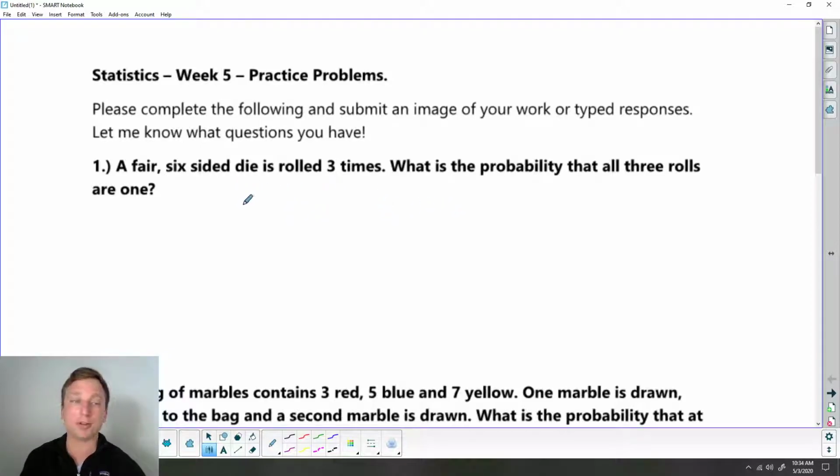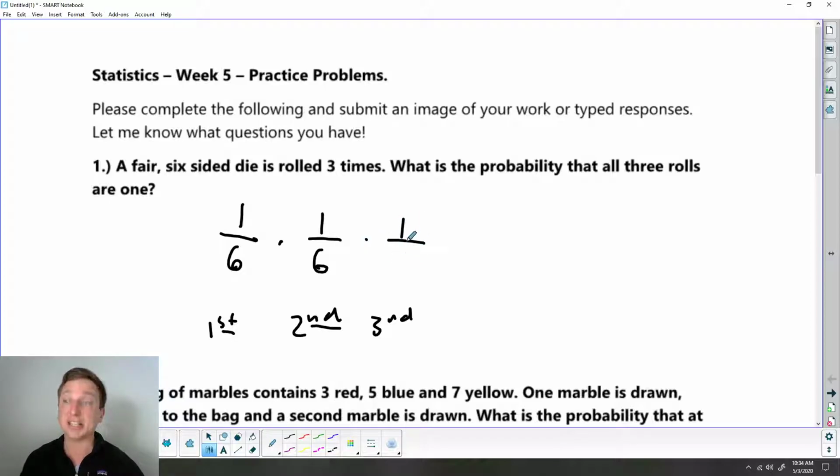So the probability that I roll a 1 is a 1 in 6 chance for the first, if this is our first roll. Then we think about our second roll. Well, the second roll isn't impacted at all by the first roll, so it's the same probability again. And then we have our third roll. Our third roll isn't impacted at all by the first or second, so 1 in 6 again.